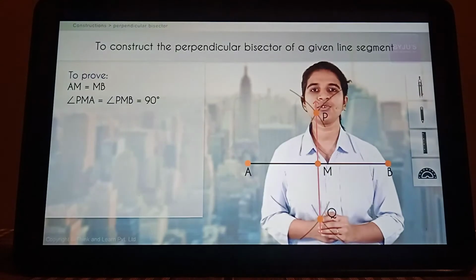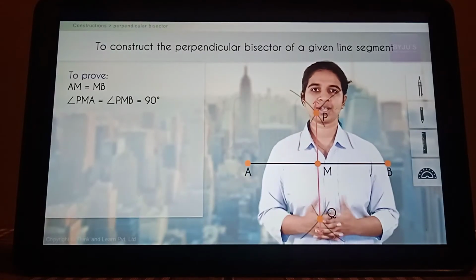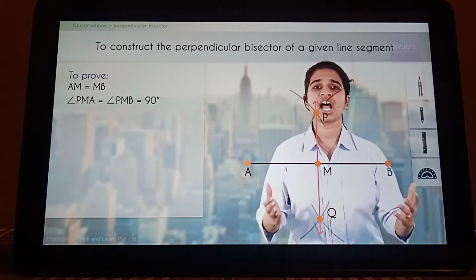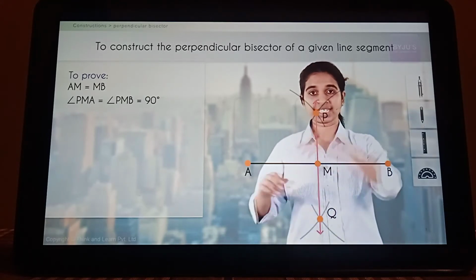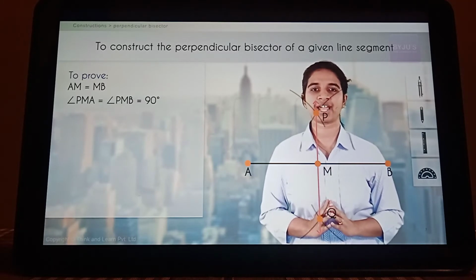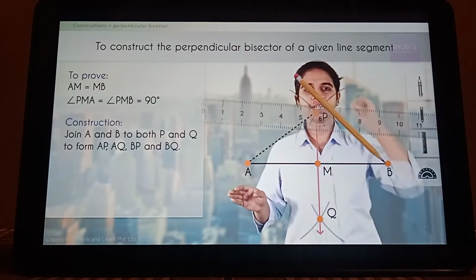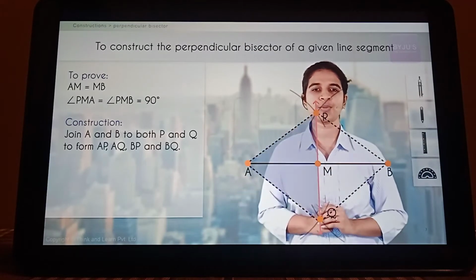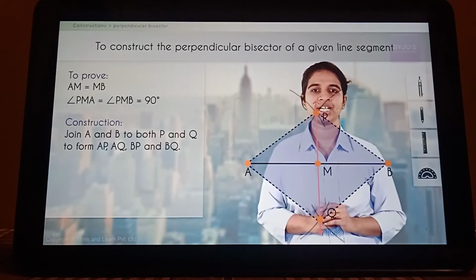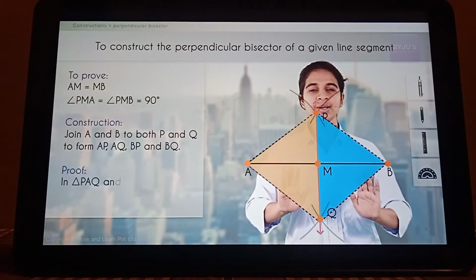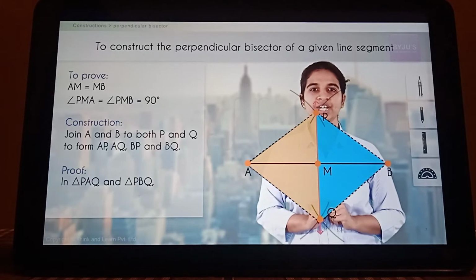How do we start proving? We need to get triangles, because everything is going to be proved using congruency. How do you get triangles? We said we'll join all of the points that we constructed. So let's join A and P, B and P, A and Q, B and Q. These were the 4 constructions we did. Look at these two triangles, PAQ and PBQ. They are congruent. Why?